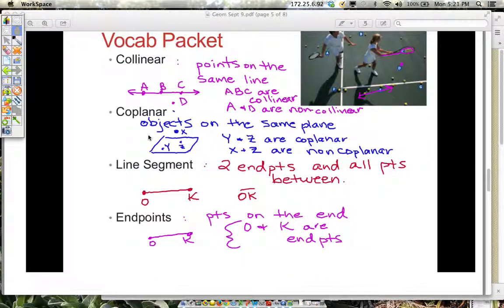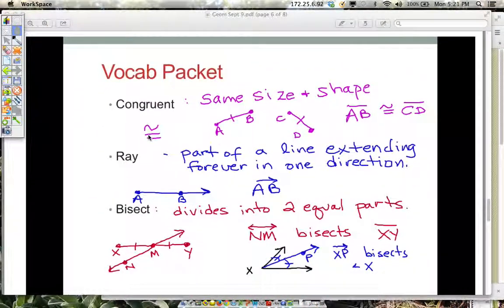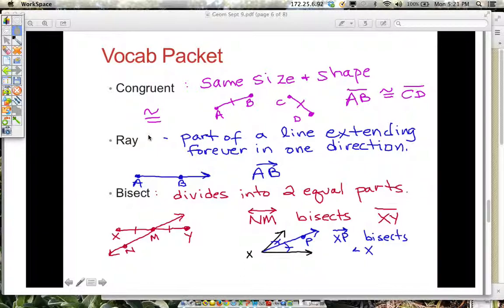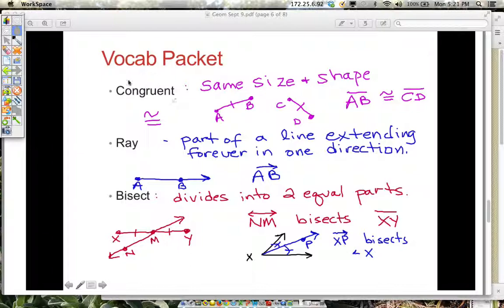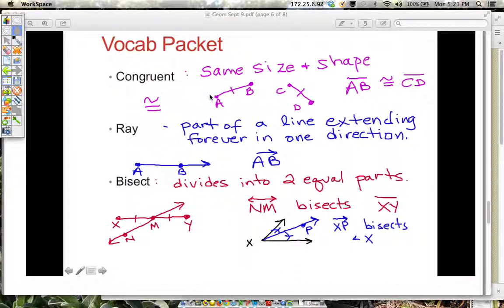Moving right along. We've got congruent. Congruent is like the magic geometry symbol and word. I always joke, when in doubt, guess congruent. So congruent, here's the abbreviation for all of us lazy mathematicians that don't like to draw it or write out the whole word. We can just draw this symbol, like a squiggly with an equal sign. Congruent means it's the same size and the same shape.